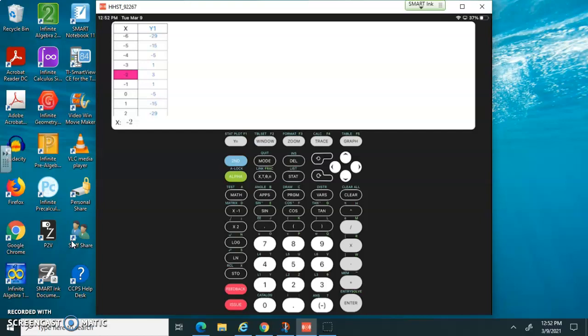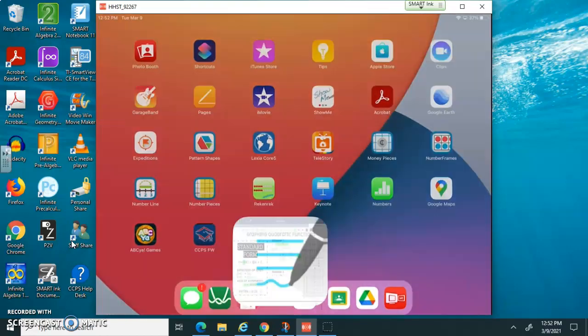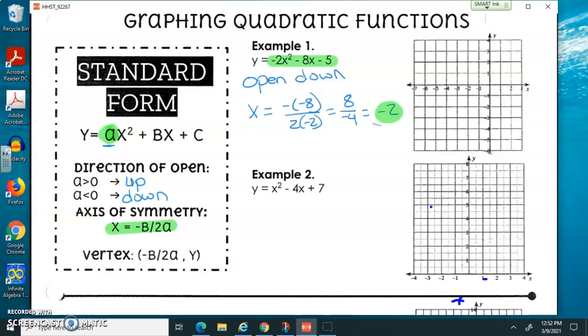And you can tell that because the 1 and the 1, the -5 and the -5, the 1 and the 1, so the reflection is there. So the y of my vertex is going to be 3. So my vertex is going to be -2, 3. Now I can get that from the table, or I can plug it back in. Okay, so -2, +3, 1, 2, 3.